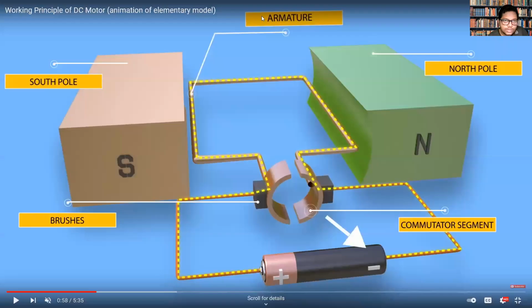Fine. So in this particular diagram, we are going to use Fleming's left hand. Let me name this as A, B, C, and D. That's the end of the coil. This is slip ring S1 and S2. So now here, the direction of the magnetic field is from north to south.